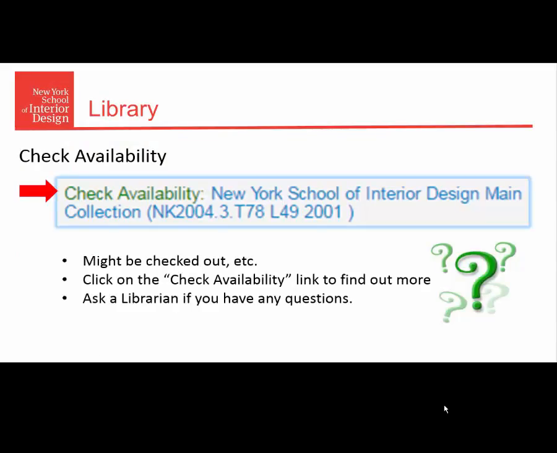When looking at your search results, you will often see other types of terms that come up alongside the call number, such as check availability. This usually means the book is checked out, lost, or perhaps missing. Click on the link beside check availability to find out more. Ask a librarian if you have any questions.